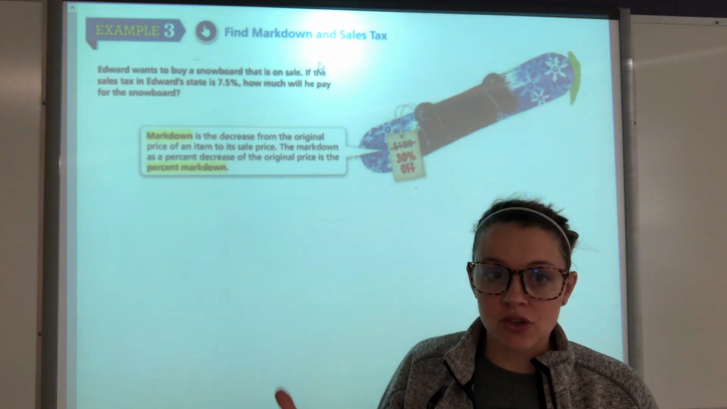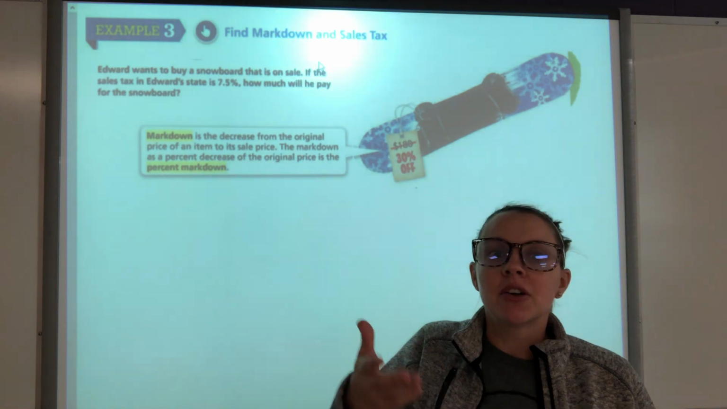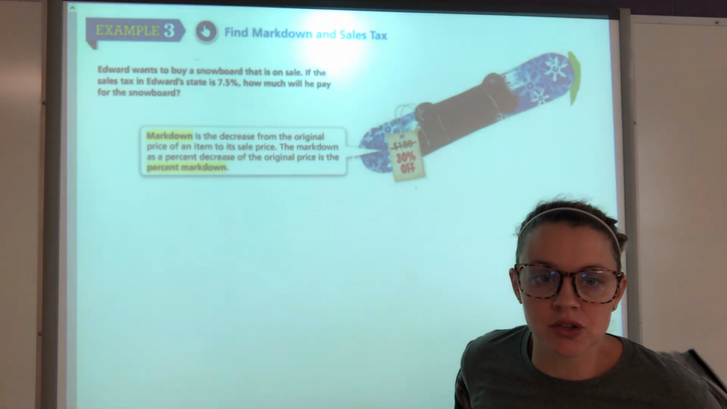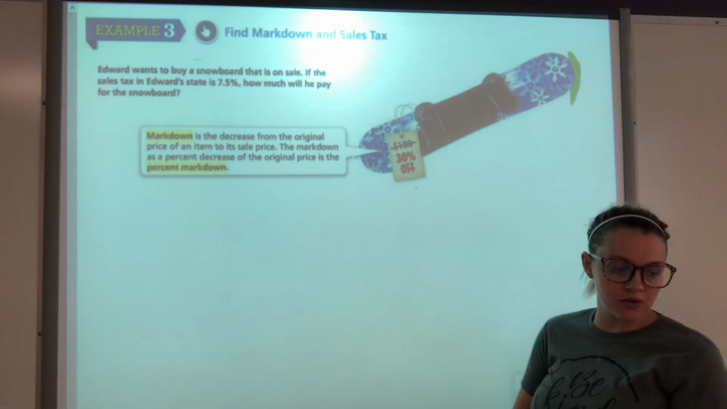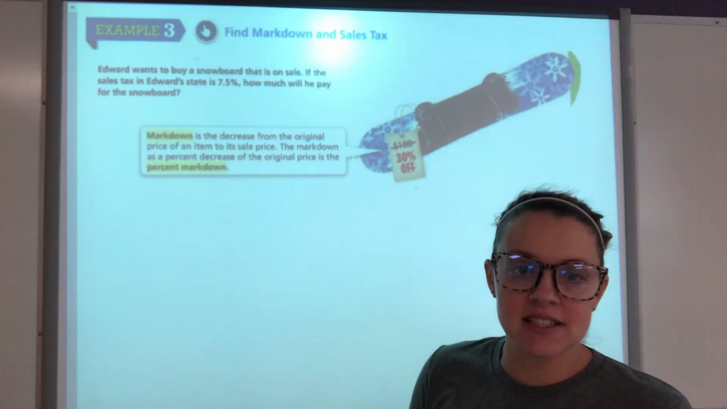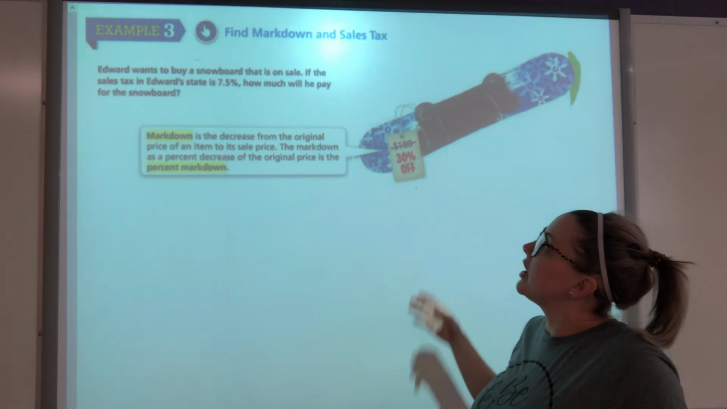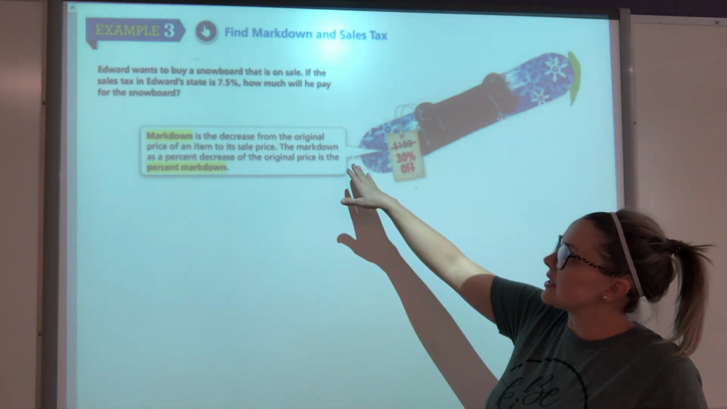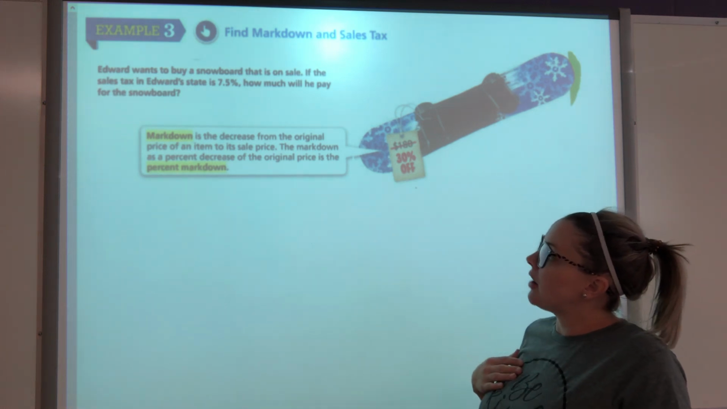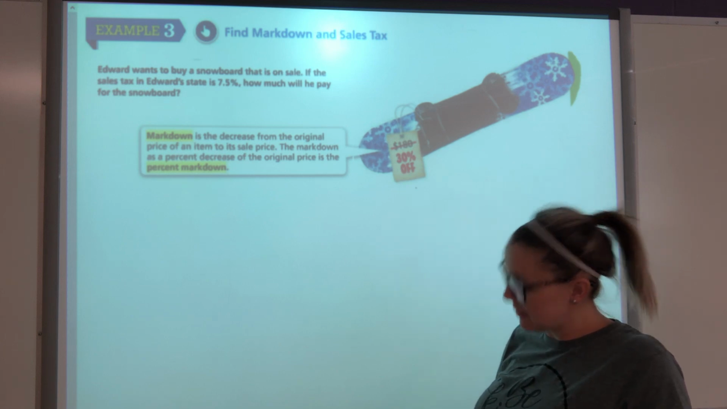Tip was an additional charge that we showed for being gratitude, or showing gratitude, to our server or the person who is doing a service for us. So the thing we're going to focus on today is discount or markdown. Okay? So discount and markdown is the decrease from the original price of an item to its sale price. The percent decrease of the original price is the percent markdown.